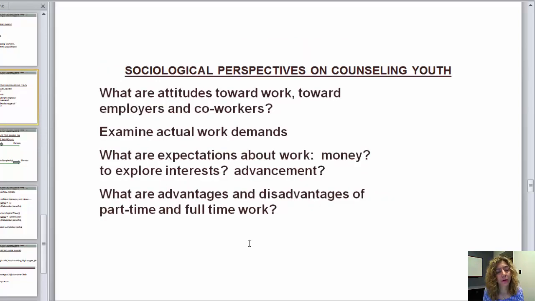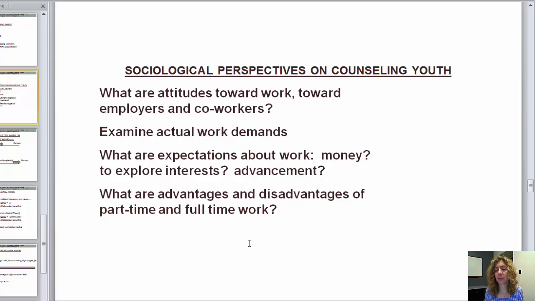Sociological perspectives, what are the actual work demands, and then what are the expectations about work and money and life satisfaction, right? What are the advantages of part-time and full-time work? What's most important to the individual? Do they want to know their paycheck is going to be the same every week or every month and they've got benefits? Or do they really want the flexibility to be able to dive into something that's maybe project-based, work a whole lot of hours, and then in between contracts take some time off and do other kinds of things?